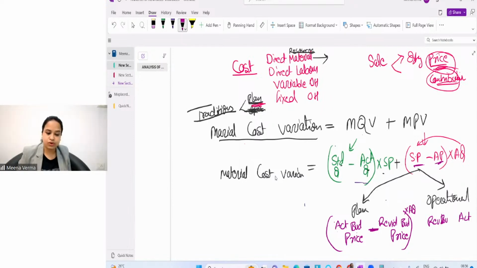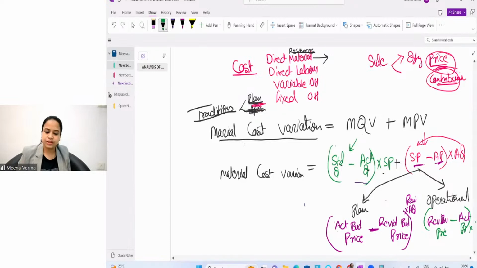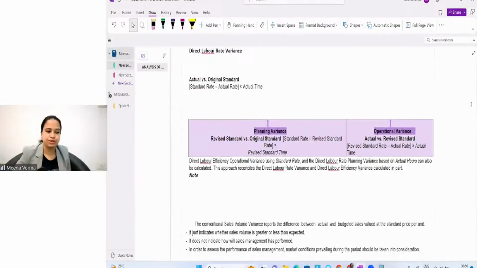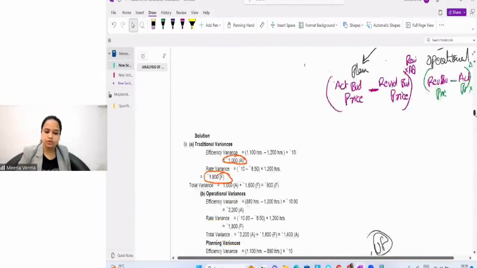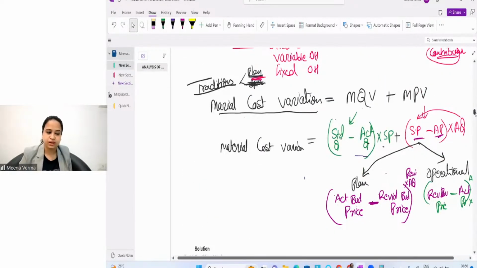Into not actual quantity, revise actual quantity. Okay. So you can see how easy it is for you to remember the formula now. Then revise budgeted price minus actual price into the actual quantity. So in this way, you can remember the formula also, right? You can see that we are just classifying the main formula into further. And you can see how easy it is for you to solve it in the exam if it comes in exam.